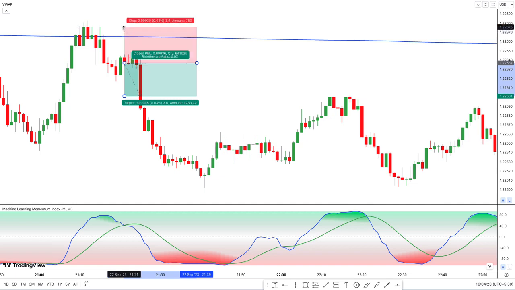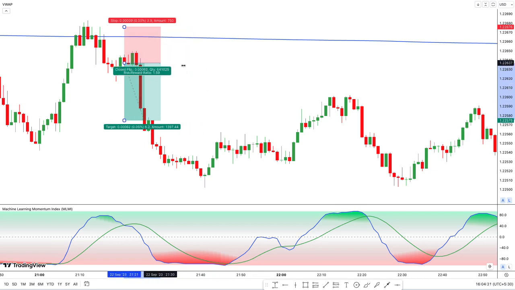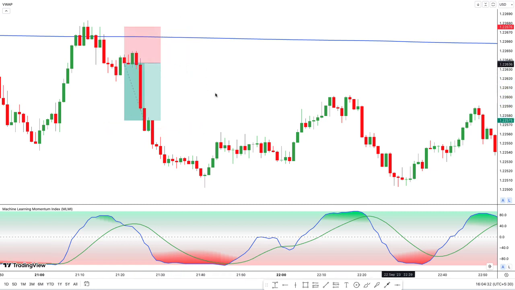To manage your risk, set your stop loss just above the most recent swing high. This ensures that you protect your capital in case the market unexpectedly reverses. As for your target, it is 1:1.5. This exciting strategy allows you to potentially double your gains while effectively managing your risk.